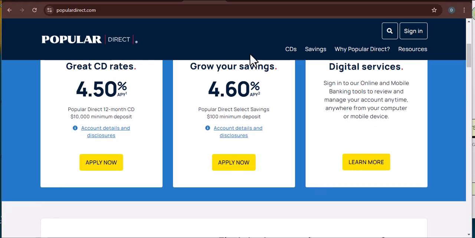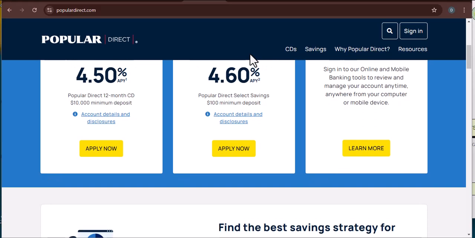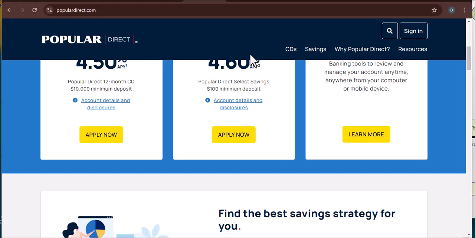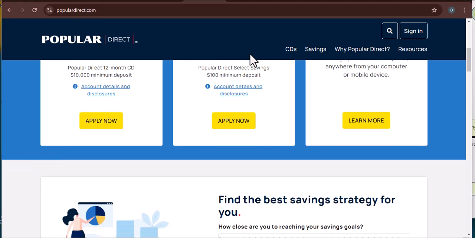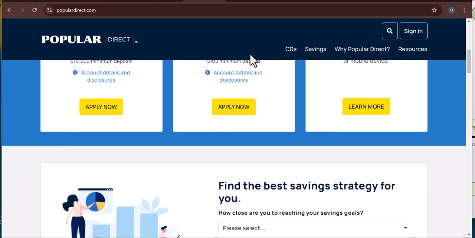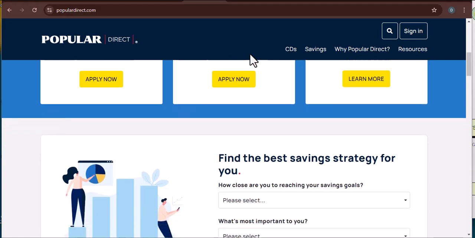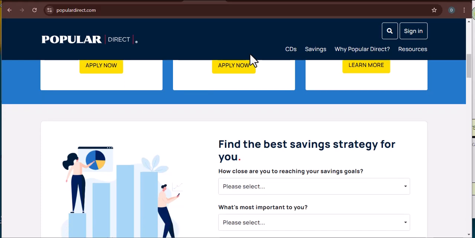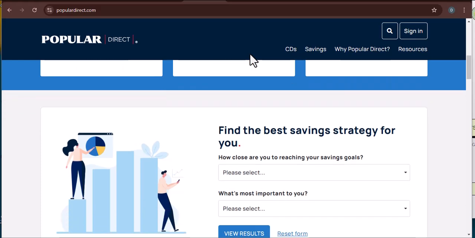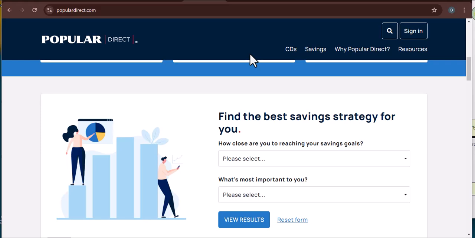What are the withdrawal limits for Popular Direct Bank? The withdrawal limits for Popular Direct Bank vary depending on the type of account you have. Here's a breakdown of the different limits. Savings accounts: you can make up to 6 withdrawals per month from your savings account. There is no limit to the amount of money you can withdraw each month.